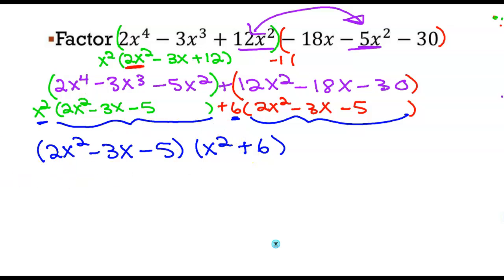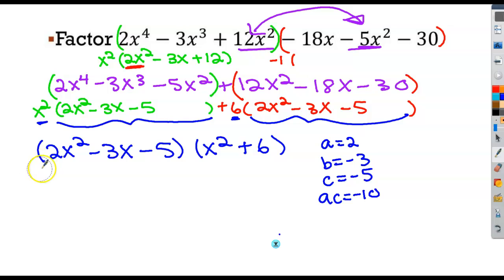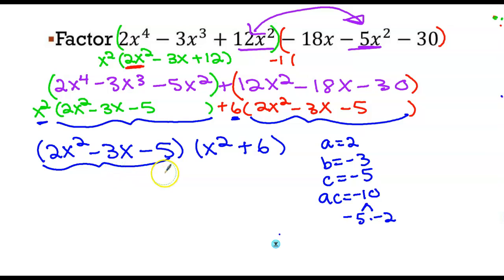Let's determine by looking at A, B, and C. I'm going to write it off to the side here. All right, so for this first set in parentheses, I wrote down A, B, and C and AC. So two numbers that add up to -3 but multiply to -10 are -5 and -2. So I'm going to have to do grouping within grouping, if that makes sense. I have to split the middle term: -5x plus 2x minus 5.